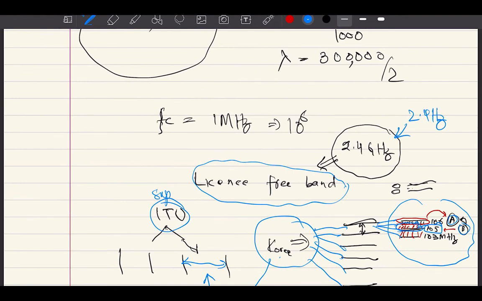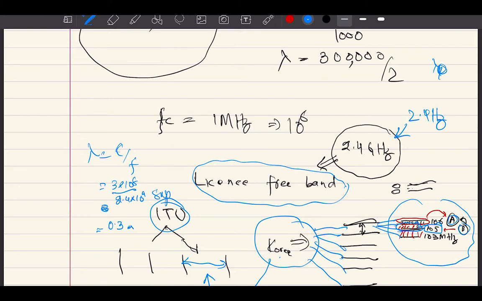And how did the story start? For 2.4 gigahertz, what is the dimension of the antenna that might be needed for 2.4 gigahertz devices? Here you can see that lambda is equal to c over f. c is 3 times 10 to the power 8 meters per second, divided by f, which is 2.4 times 10 to the power 9. If we calculate, it gives us 0.3 meter.